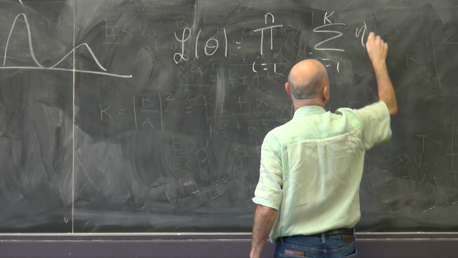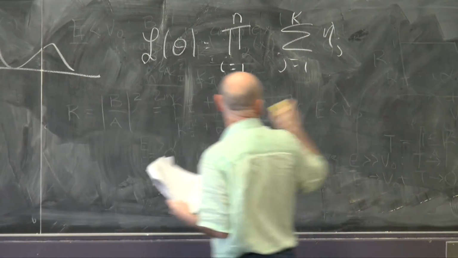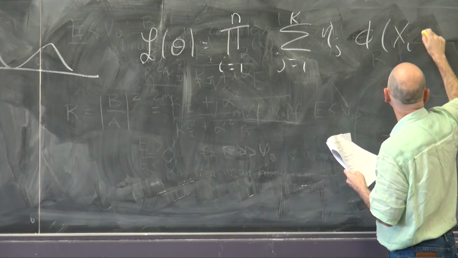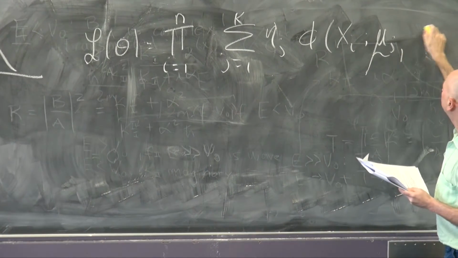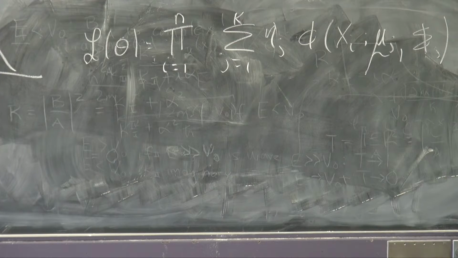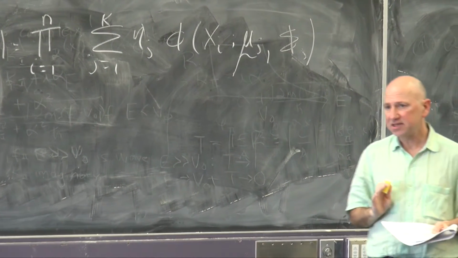I think I call these eta j in the notes. Let me stick to what I have in the notes. And then let's write it down more generally. And this could even be multivariate now, so this could be a vector, and this would be a matrix. This would be a multivariate normal. So it's a real messy likelihood. It's not easy to maximize.